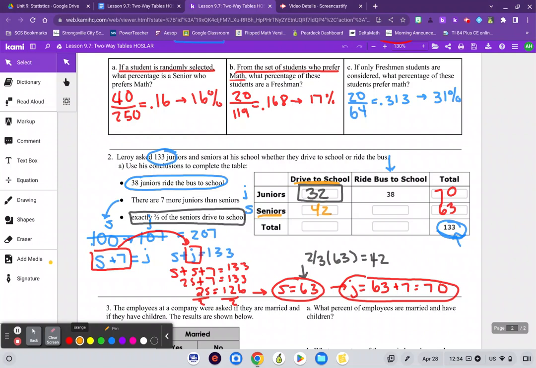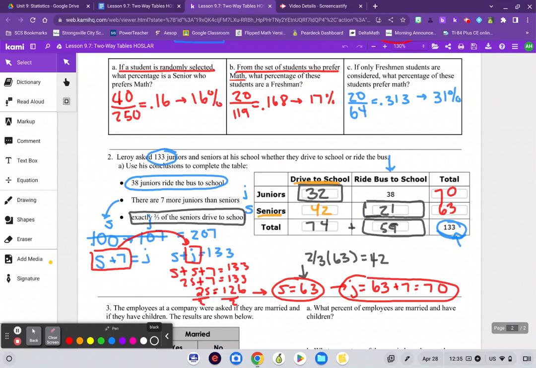Okay, and now I can just finish filling pieces in, right? 32 plus 42 is 74. If this has to add to another number to get me 133, 74 plus 59. I'm just going to subtract 74 from 133. So 74 plus 59 gets me 133. And then I can get this remaining box a couple of ways, right? I can either do 59 minus 38, or I can do 63 minus 42. In either case, I should get 21 inside my box filled in.